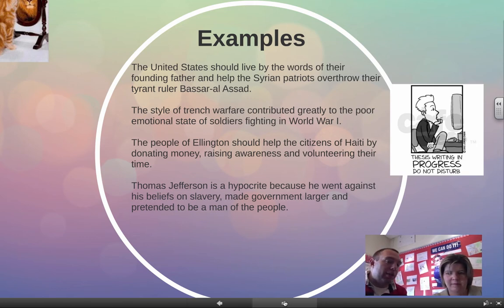VJ, and then she's going to tell me if she can tell what my paper is going to be about, if this was all she could see. "The United States should live by the words of their founding father and help the Syrian patriots overthrow their tyrant ruler, Bashar al-Assad." So the whole paper is about how the United States should help the Syrian people overthrow their current government. Yep, the whole rest of the paper is about that.